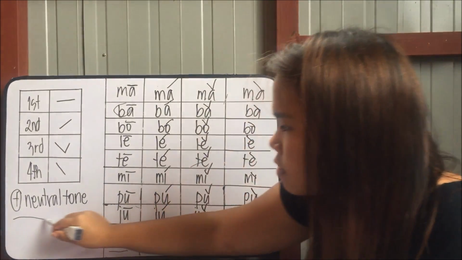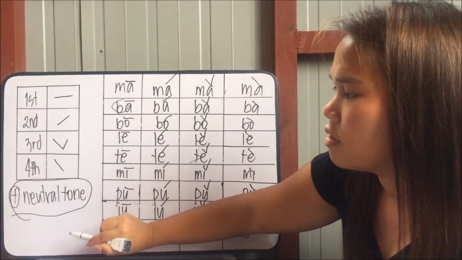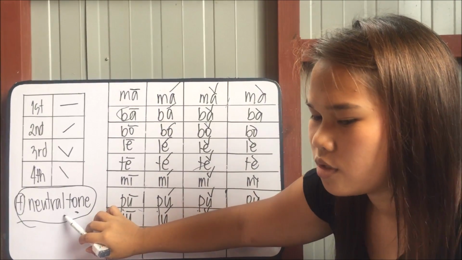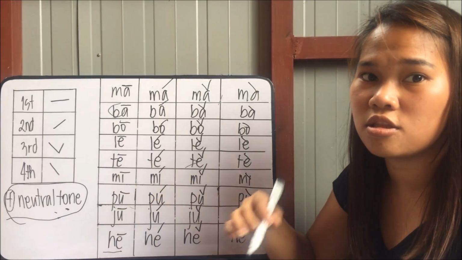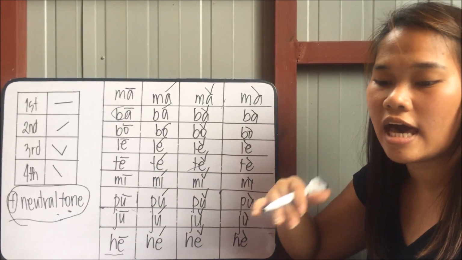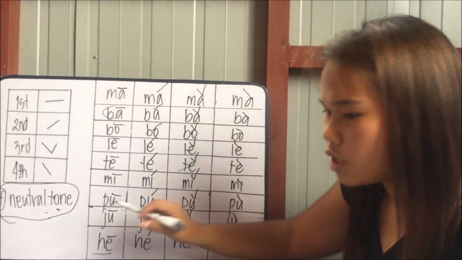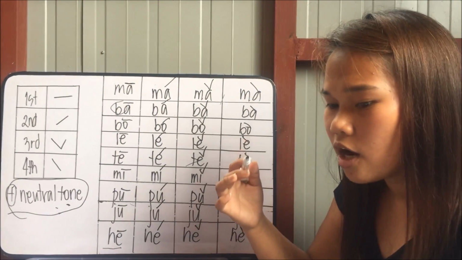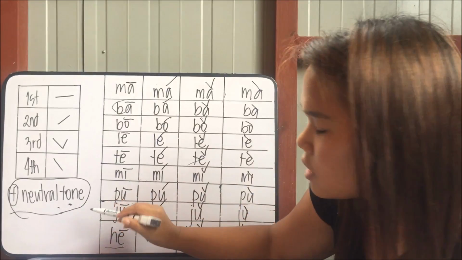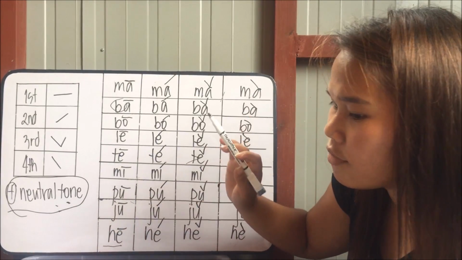This tone, we have the neutral tone. This is an additional tone. This neutral tone is not mapped on the tone chart because it differs from the other tones. It does not have a defined pitch contour. The neutral tone is pronounced quickly and lightly without regard to pitch. Syllables with a neutral tone have no mark.